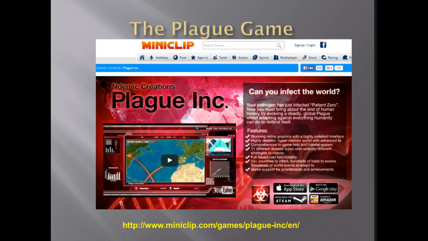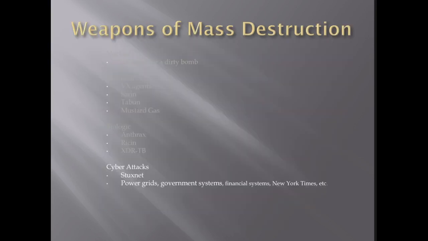And I wanted to include this fun slide, and we'll revisit it again in the semester when we study infectious diseases. This is a game that you could actually play. The goal is for you to create a deadly global pathogen that you can use to infect and wipe out the world. This is the website here, MINICLIP.com. It's the play game. Try it and send me a note on how successful you were at infecting the world. Frightening.